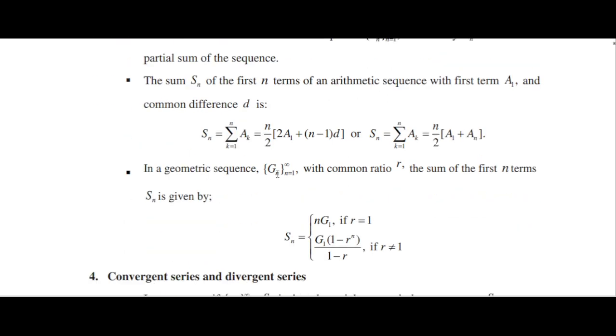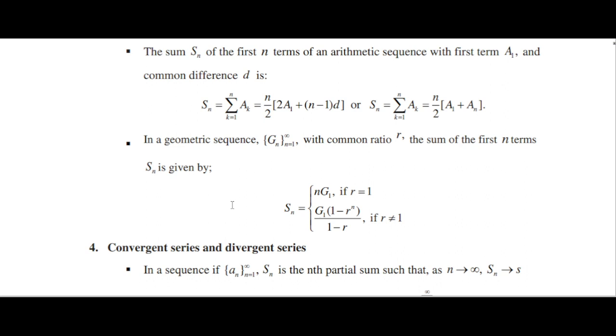In a geometric sequence G_n, where n starts from 1 up to infinity, with common ratio r, the sum of the first n terms S_n is given by S_n equals n times G1 if r is equal to 1. If the common ratio r is 1, S_n will be n times the first term, whereas if r is different from 1, S_n will be G1 times (1 minus r to the power of n) over 1 minus r.